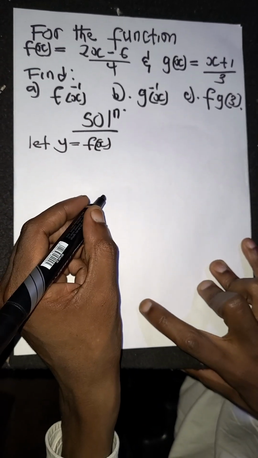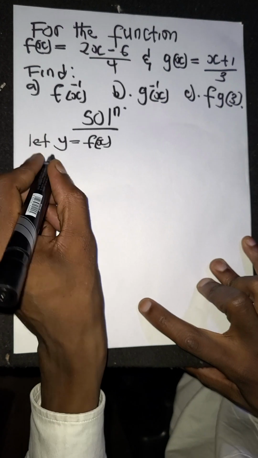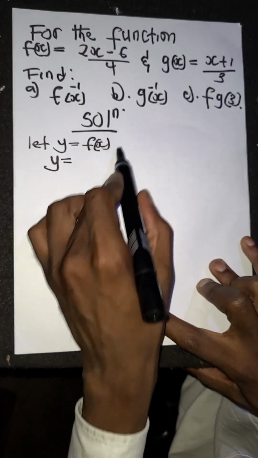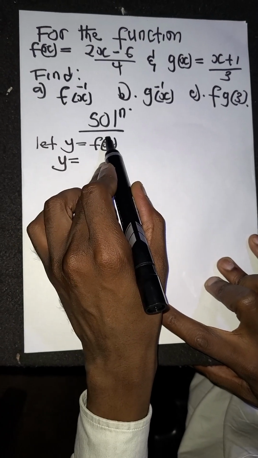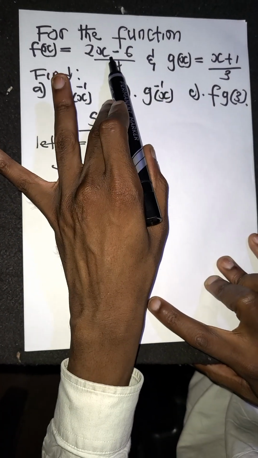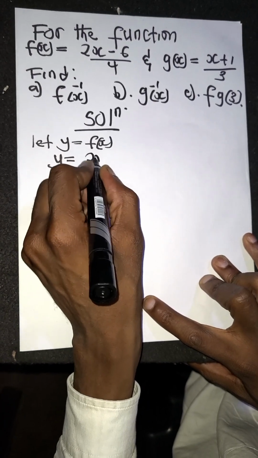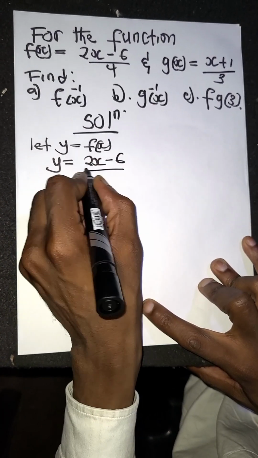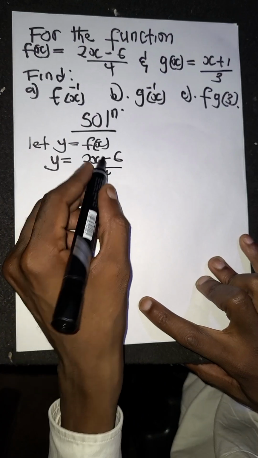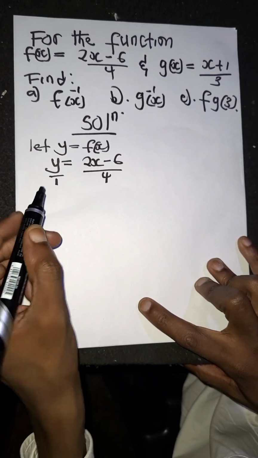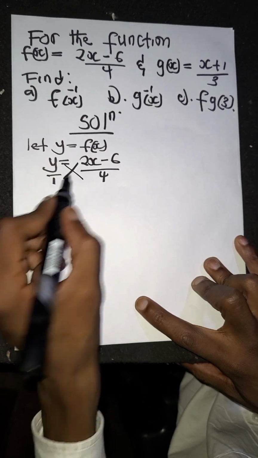Next, we can then start substituting. We'll have y is equal to, we'll remove f of x and put its function. So the function for f of x is that one. Where there's f of x, I'll put (2x minus 6) over 4. Since this is a fraction, we also have to make that one a fraction. After that, we can cross multiply.